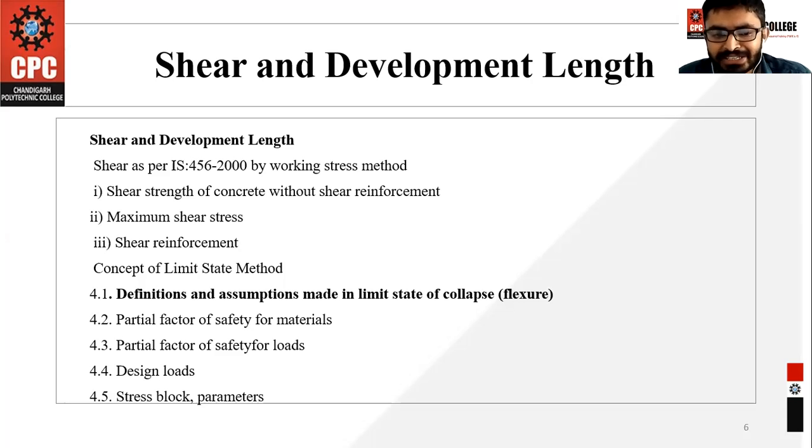So what are the design loads? The design loads are the values of the loads, like the wind load, the live load, the dead load, the rolling load. All these types of loads are design loads. What is the dead load? The load which is known as the self weight of any structure is known as the dead load.